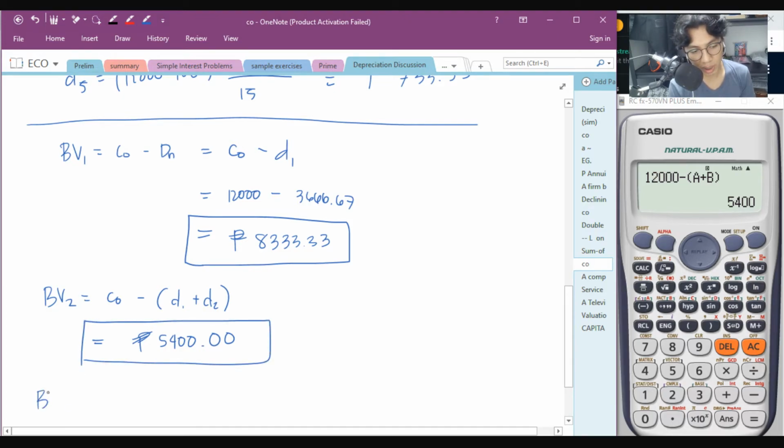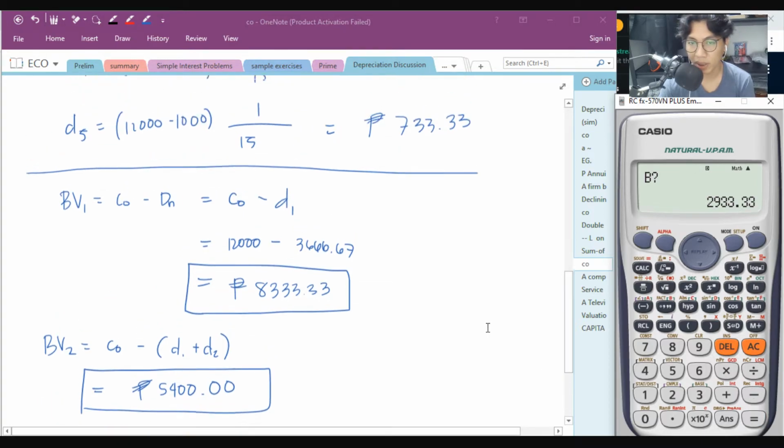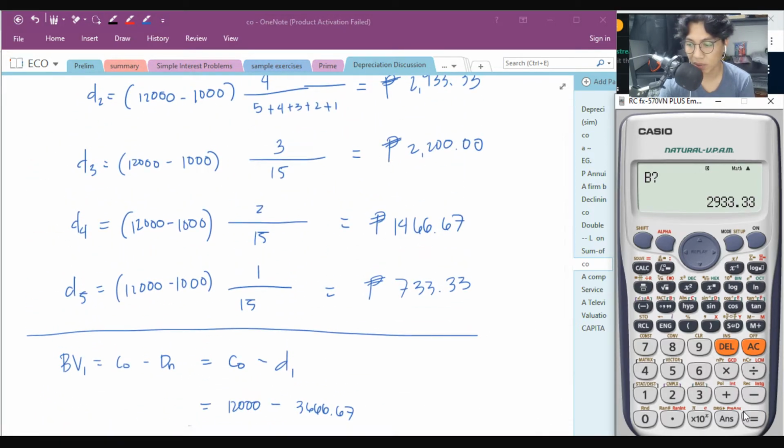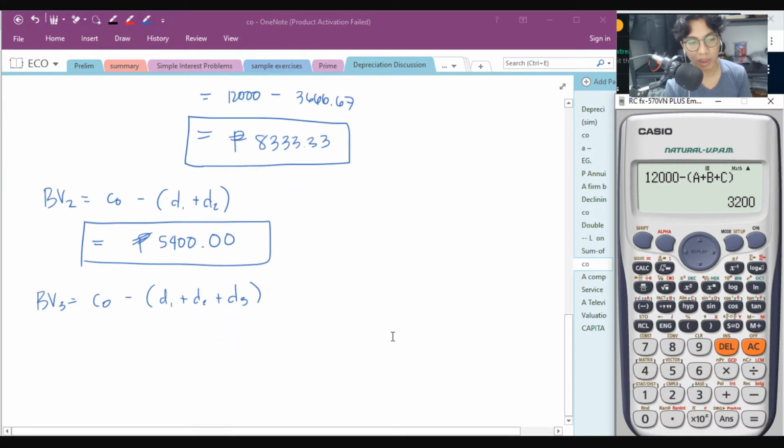So, BV3, CO minus cumulative uli ng DN, D1 plus D2 plus D3. Lagyan ko na lang ulit to. Plus alpha C. Oh, calculate. Oh, yun naman value nun. Value ni B. Ang problema mo dyan yung value ni C. Oh, 2,200. Oh, equal to 3,200 na lang, on the third year.